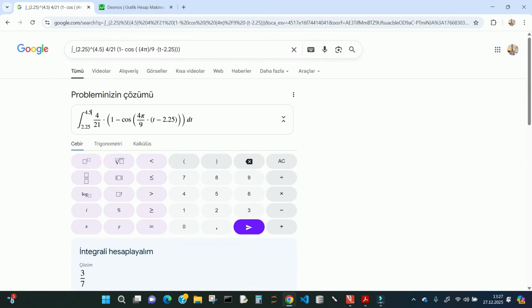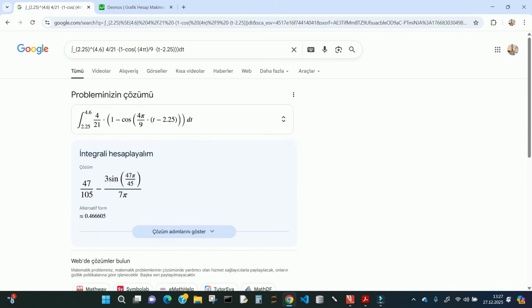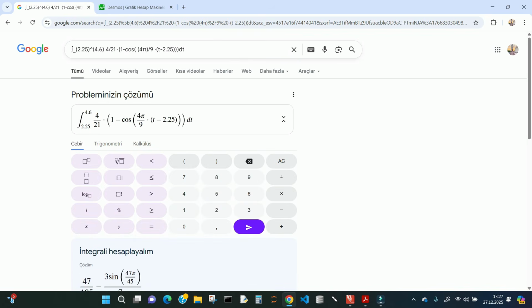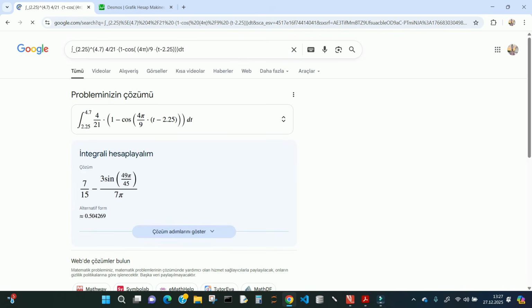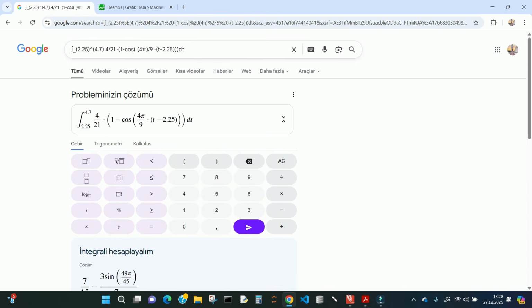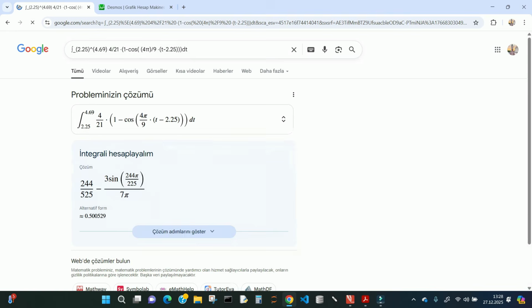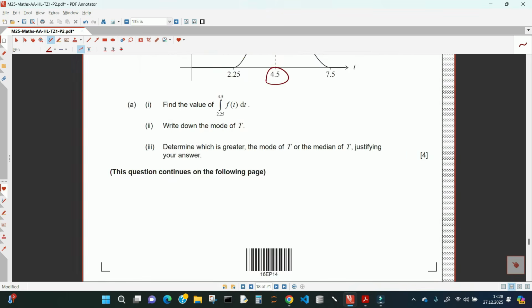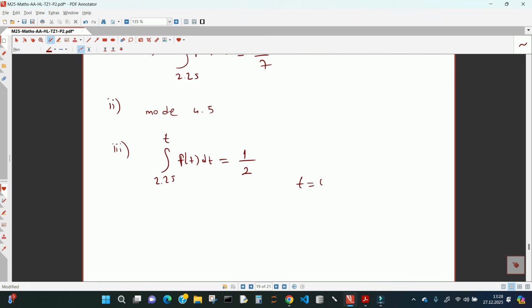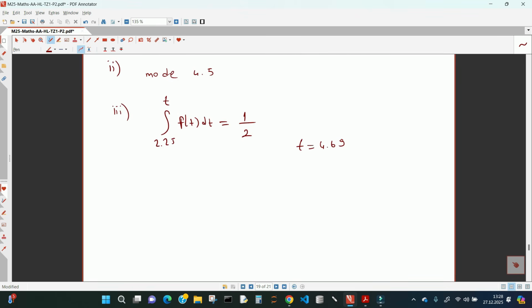But if I increase the upper limit to, let's say, 6, it's going to be 0.47. I'm increasing again, for example to 7. It's 0.5, which is greater than half. So I will decrease it a bit. 4.69. Yeah, this is almost 0.5. So we can say that the median, or t, is 4.69. In this case, the median is greater than the mode, right?